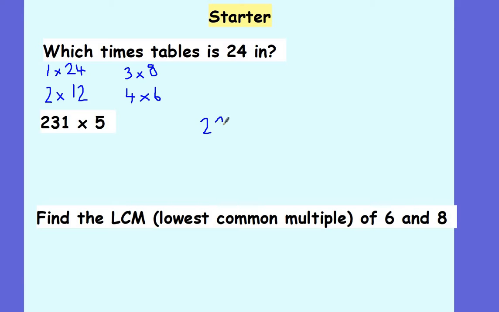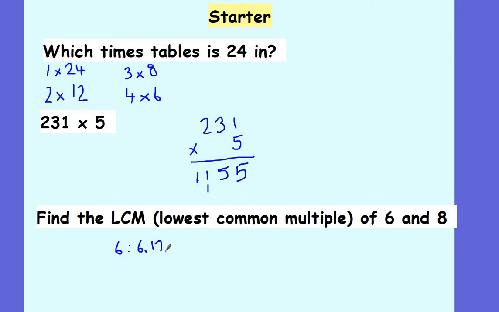231 times by 5, I'm going to do a quick multiplication here. 1 times 5 gives me what, Izzy? 5, thank you very much. 3 times 5 gives me what, Lewis? 15. And 2 times 5 gives me what, Dylan? 10, excellent, add the 1, 1155.